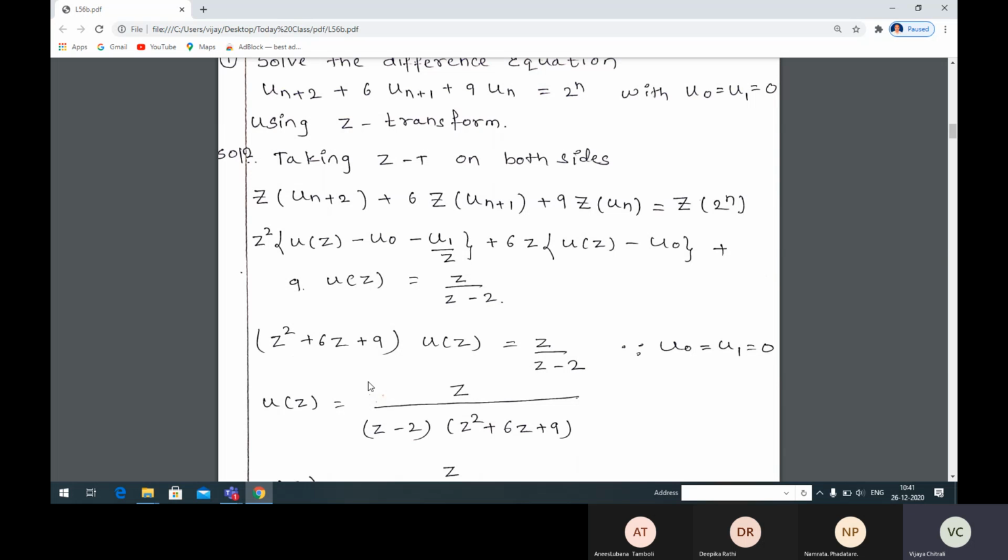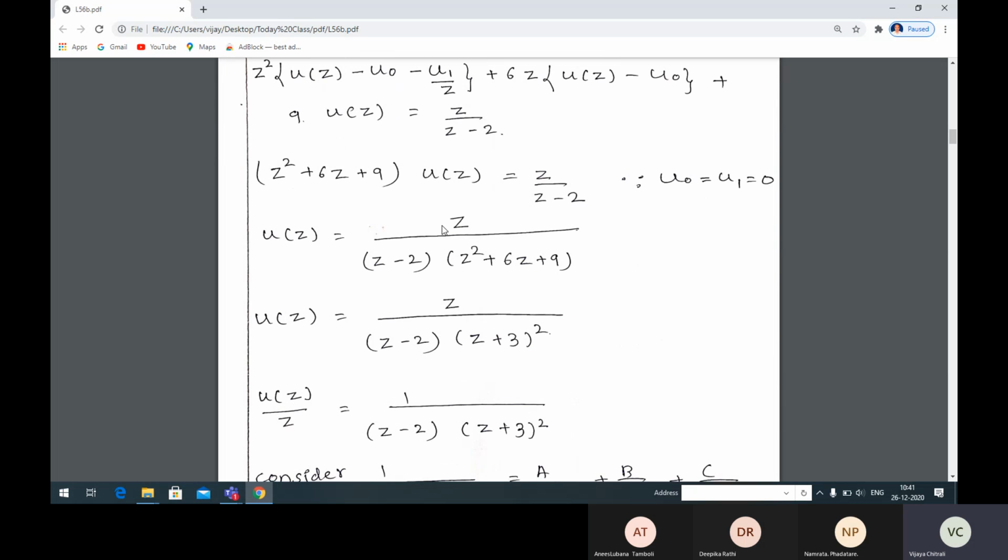Next we want u of z. So u of z is equal to, you transfer this z square plus 6z plus 9 from LHS to RHS. It comes in the denominator: z divided by z minus 2, z square plus 6z plus 9. Next we want u of z divided by z, so take this z to this side. So u of z divided by z is equal to 1 divided by z minus 2 as it is, times z square plus 6z plus 9.